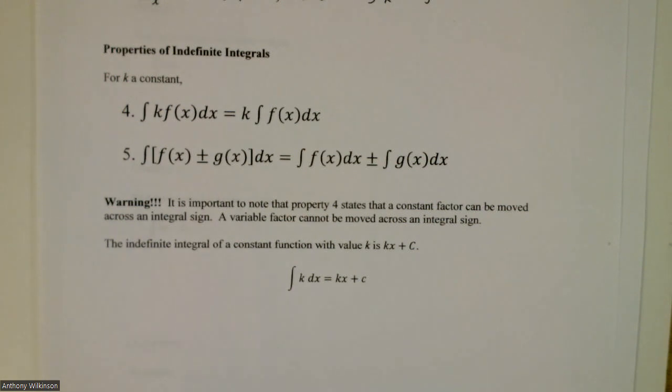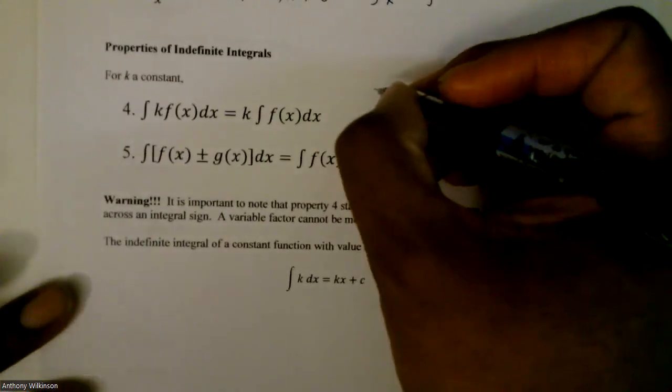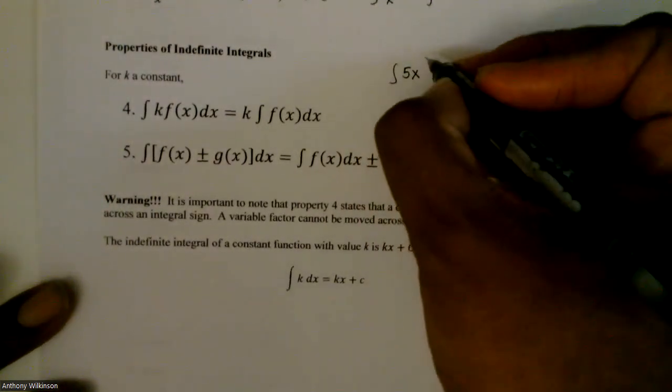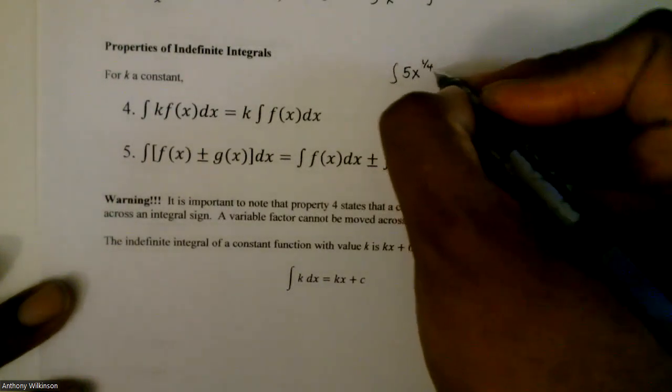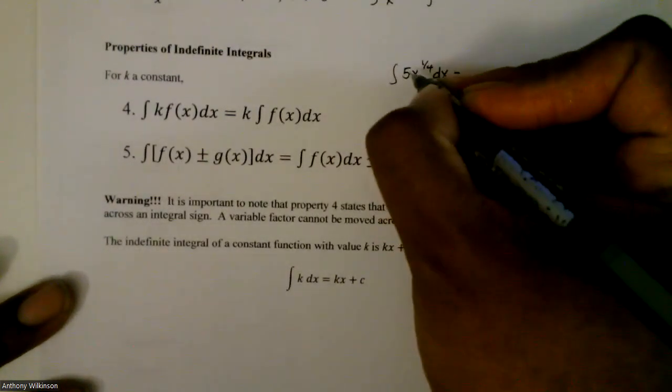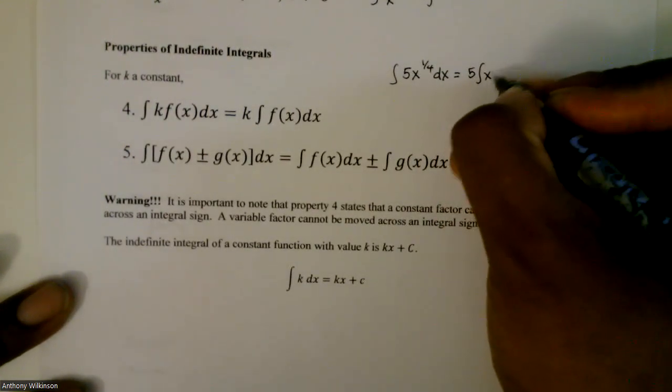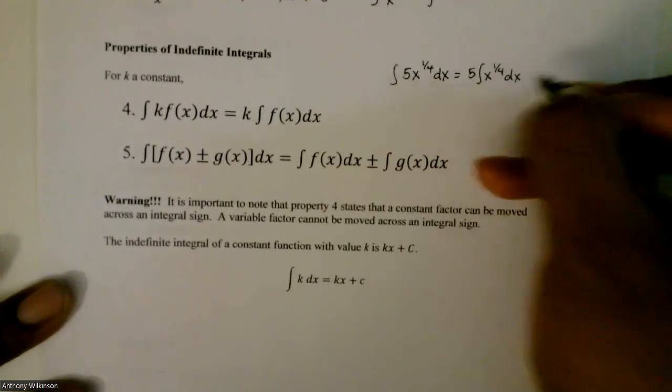Okay. Now I do need to warn you that property 4 states that a constant factor can be moved across the integral sign. A variable factor, however, cannot be moved across the integral sign. In other words, let's say this: the integral of 5x to the, let's say, 1/4 dx. Here I can pull the 5 in front of the integral sign and say 5 times the integral of x to the 1/4 dx.